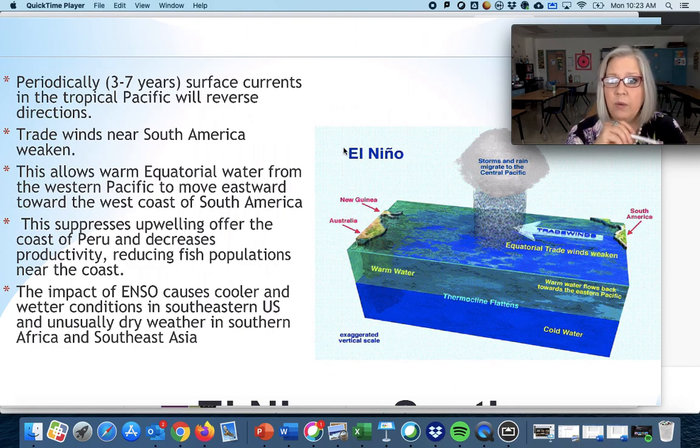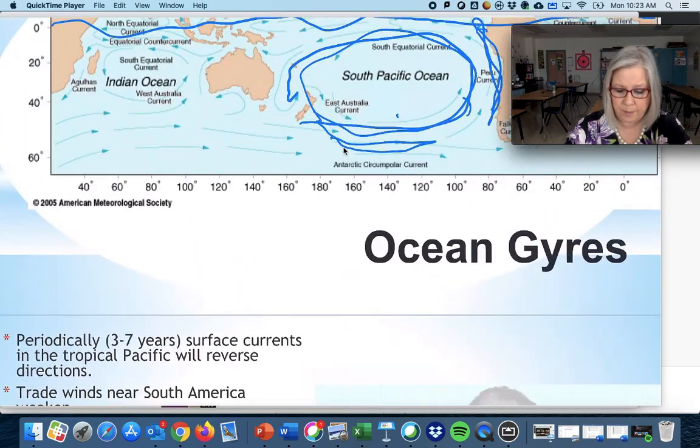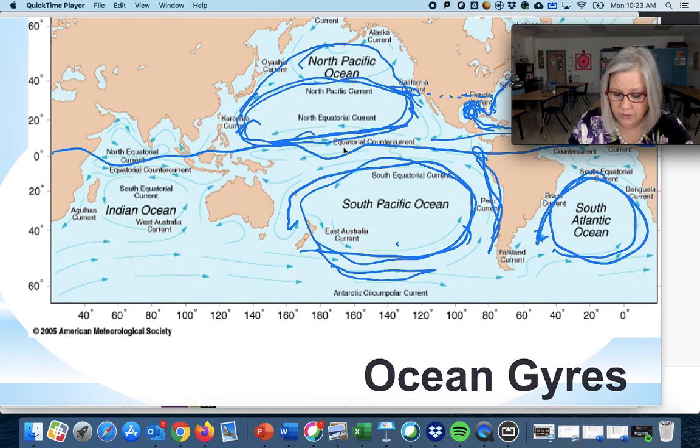But what we do know is that it suppresses upwelling. If you'll remember when we talked a little bit about how nutrients move from the bottom of the ocean toward the surface, particularly along the coast of Peru is where this happens. So if you come back here and look, you'll notice how these are circulating like this. What will happen with El Nino is it'll essentially turn around and reverse its course. These will slow down and then they'll start to go the opposite direction.